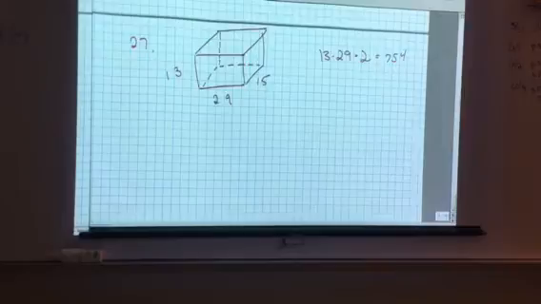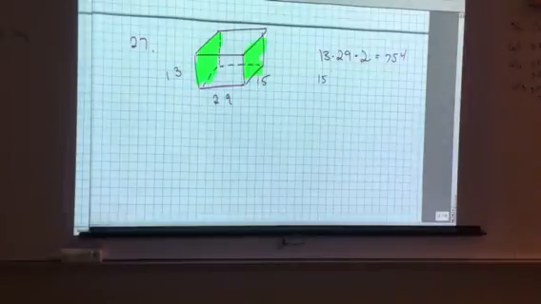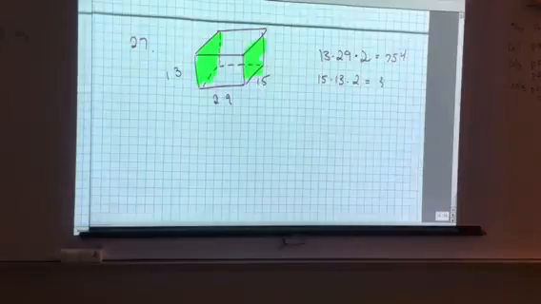Let's find out what these two sides are here. So those rectangles on the sides, those are the same. Those are a 15 by 13 rectangle. So 15 times 13, and there's 2 of them. So multiply that, you get 390.